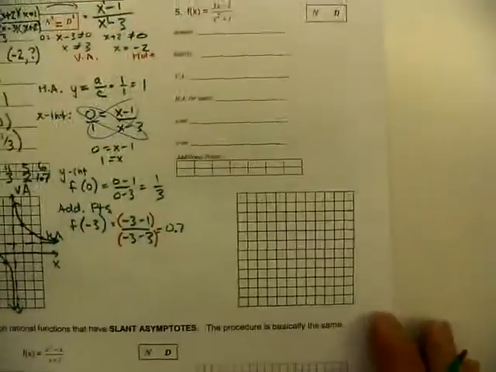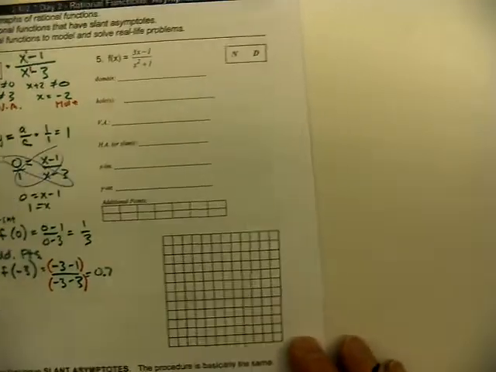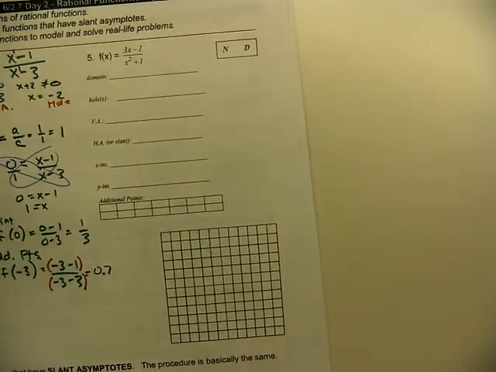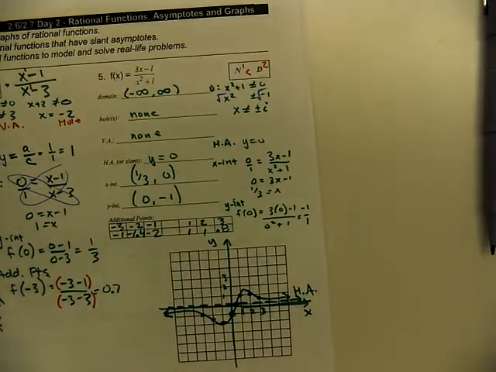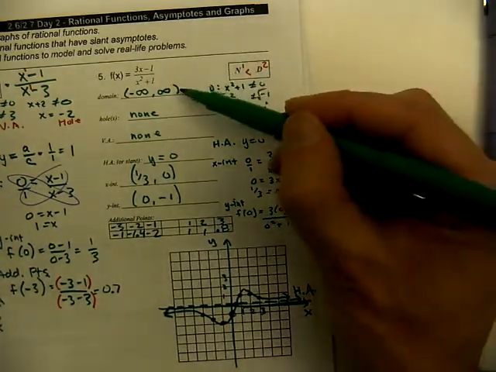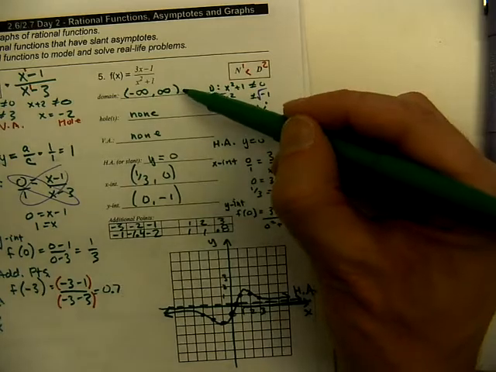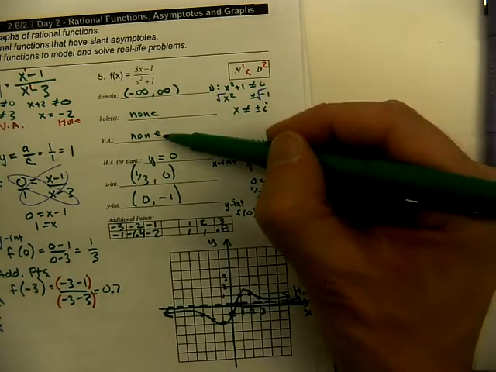All right, I'm going to quickly go through number 5, so I'll fill it in real quick, and then you can take a look at what the results are. All right, let's talk about a couple of features here. So check out the domain. The domain is all real numbers. That means there's no restrictions, so there's no holes and there's no vertical asymptotes.